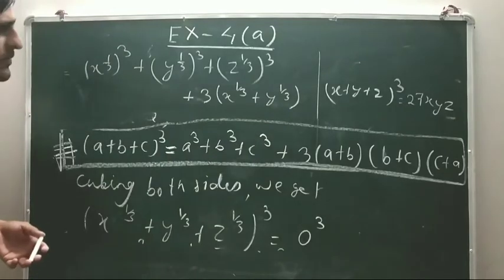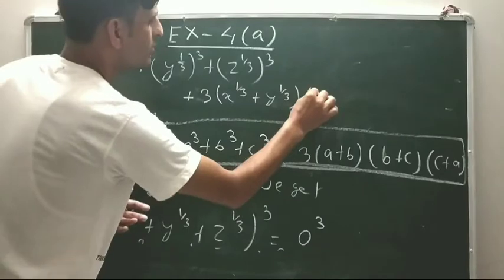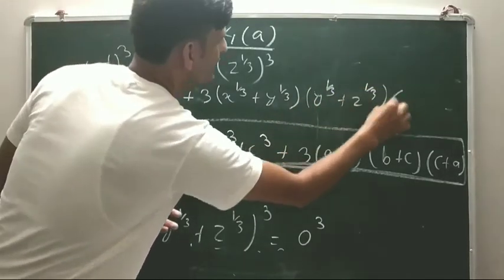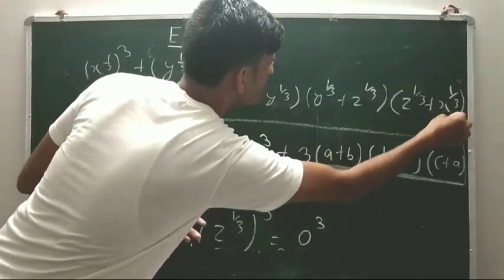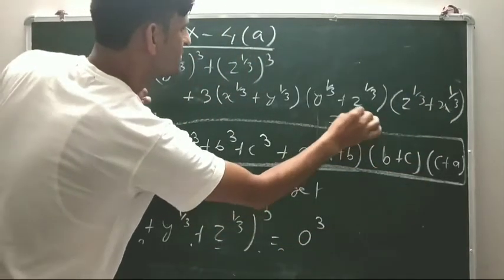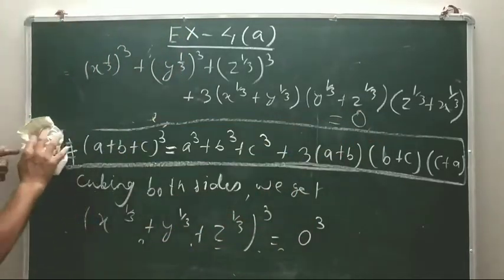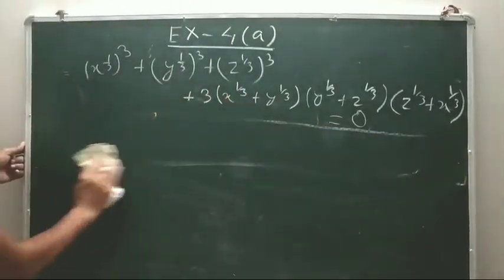In the same way, b + c means y^(1/3) + z^(1/3), and this is z^(1/3) + x^(1/3), equal to 0, because 0 cube is equal to 0. Now we just applied the formula of cube here. Now let us see how we will get the solution.